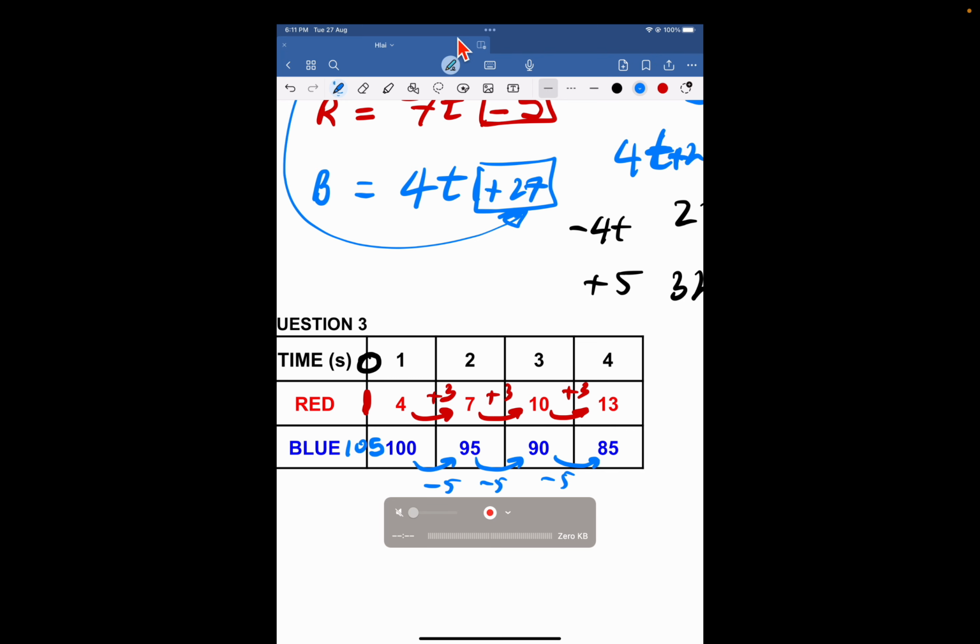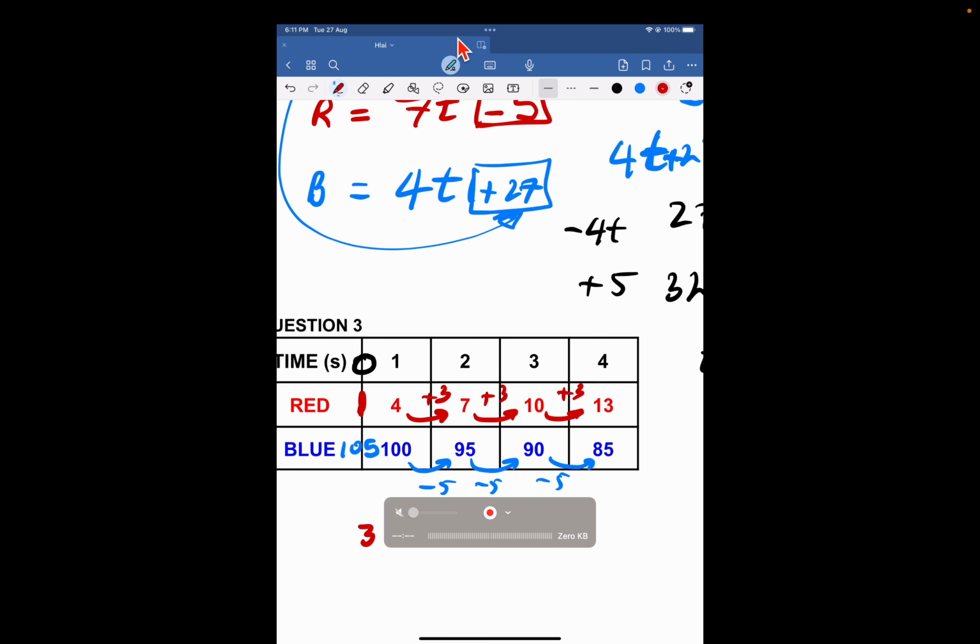And now I think I am just going to go the red one. And isn't the red one 3t plus 1? Right? And again, you can try it using the previous method from the previous question. So that would be the red. And wouldn't the blue now be equal to 105? 105. And now it's negative 5. We're going down by 5. So subtract the 5 times table.